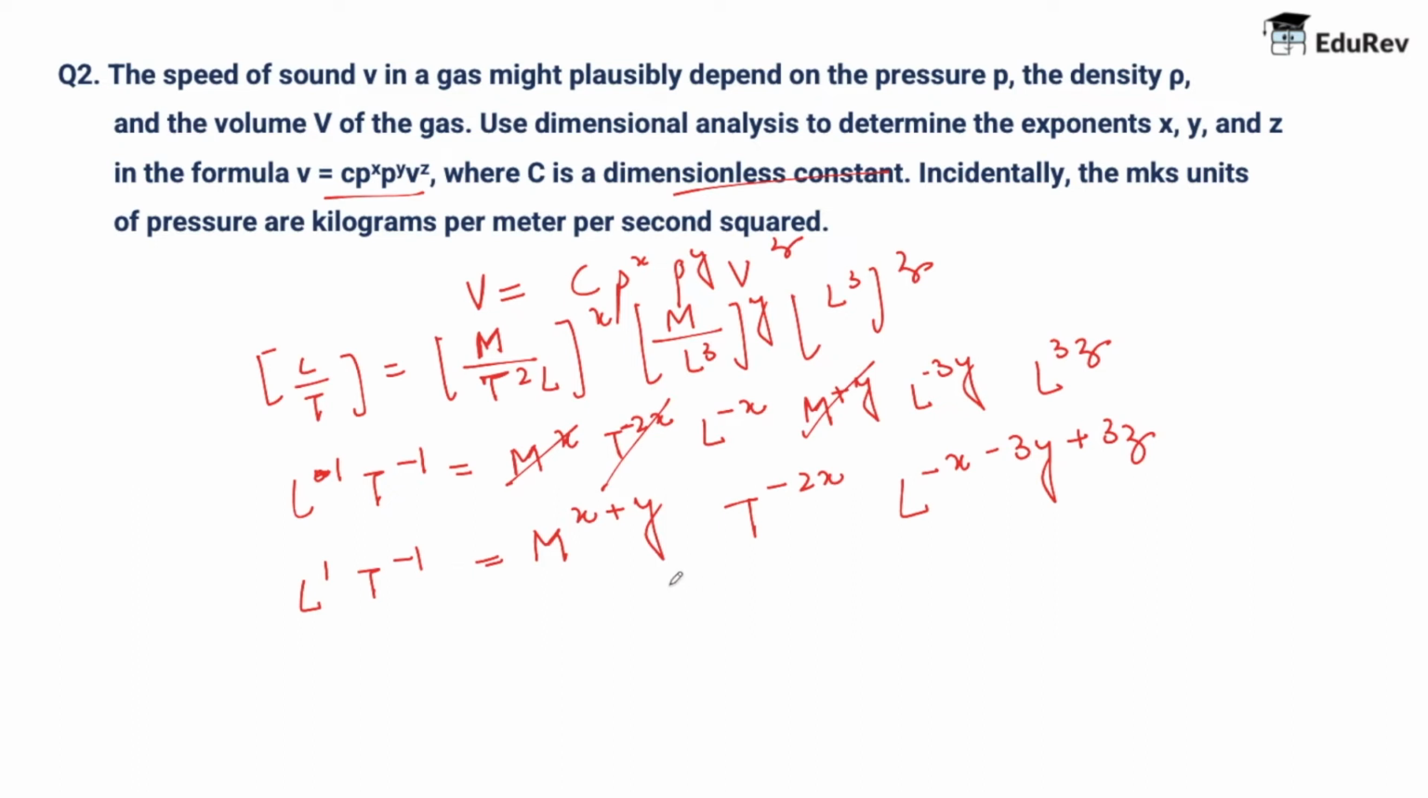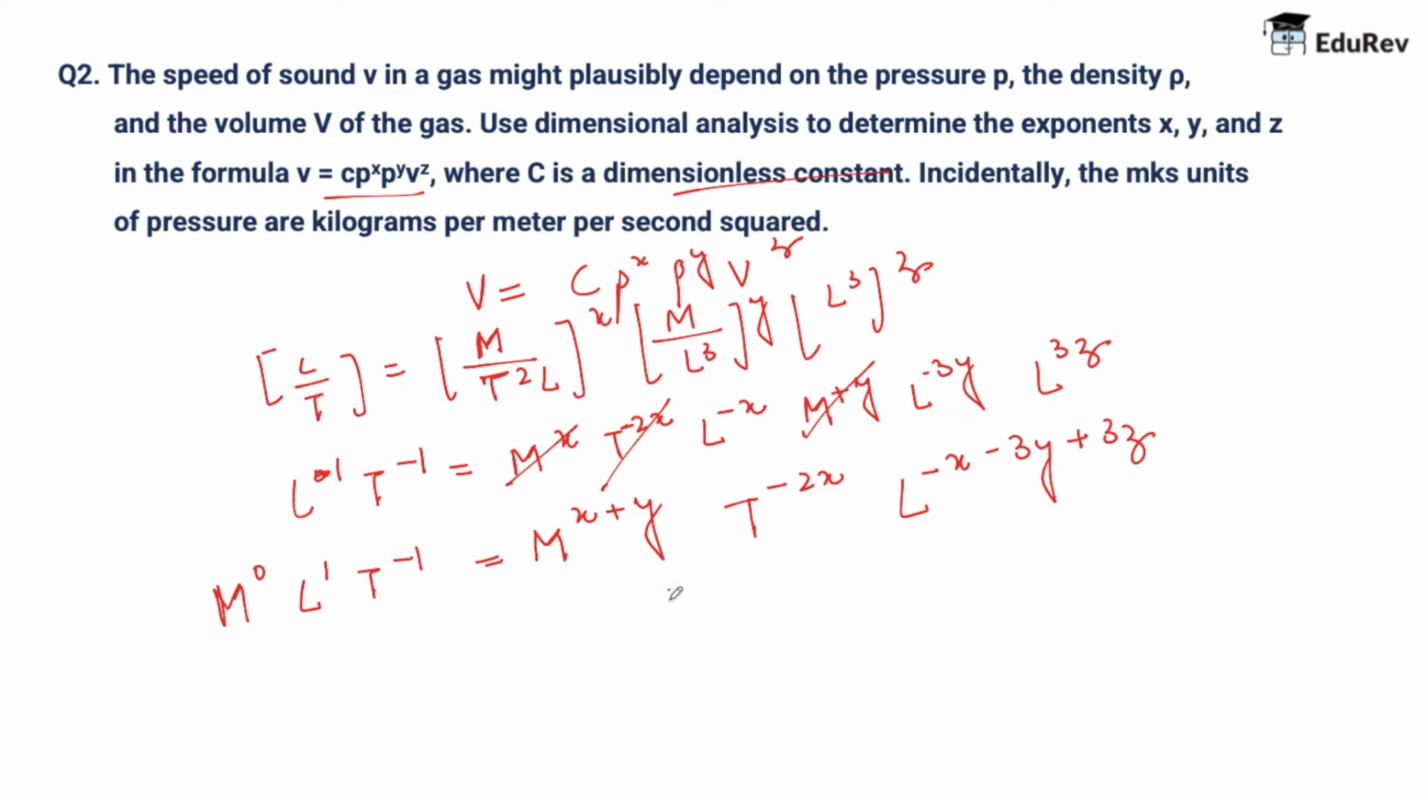Now when I compare the left hand side and the right hand side, you can easily see that on the right hand side I have M, T and L, whereas on the left hand side I only have L and T. So to balance the equation a bit, what I can do is put M to the power 0 on the left hand side to balance both sides. Now what I need to do is balance the exponents of the two sides.